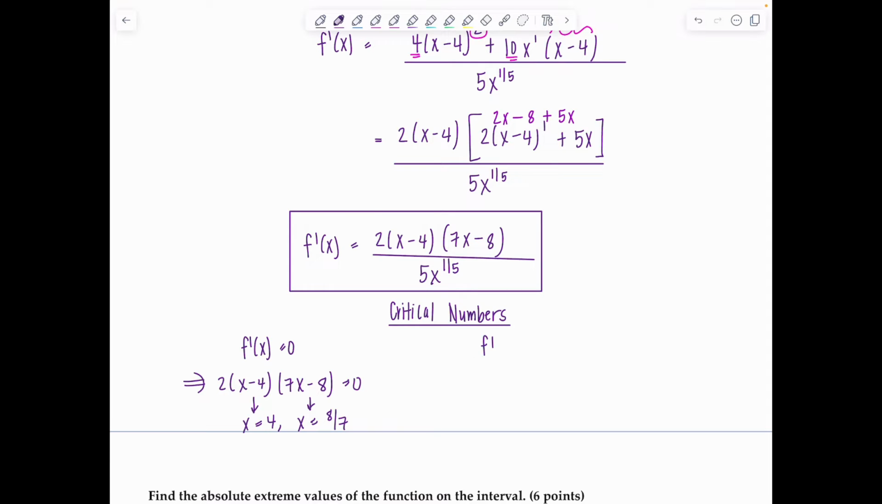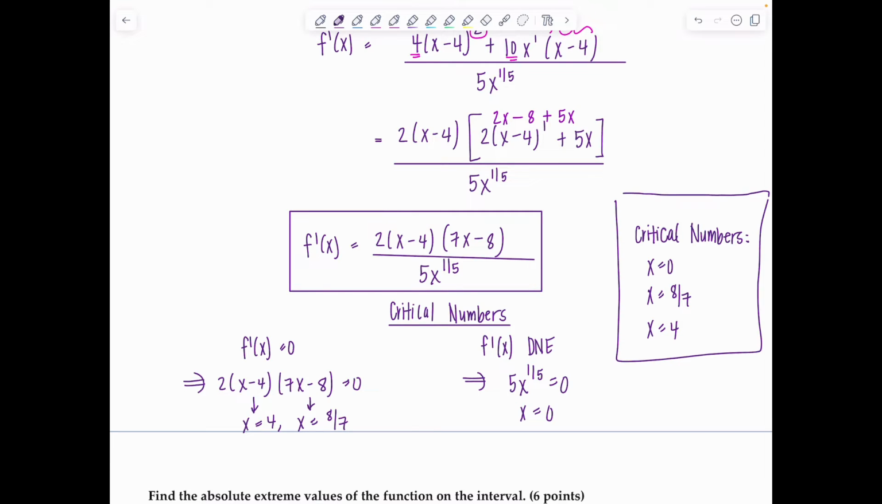And then I also get critical numbers where f prime of x does not exist. That happens when the denominator of my derivative is 0. 5x to the 1/5 is 0. That's only when x is 0. So I have 3 critical numbers. And remember, we had no restrictions on our domain. So I can report all 3 as my answers or solutions. x equals 0, x equals 8 over 7, and x equals 4. And in the problem, I told them x values only. I didn't need them to give me the y coordinates, okay?